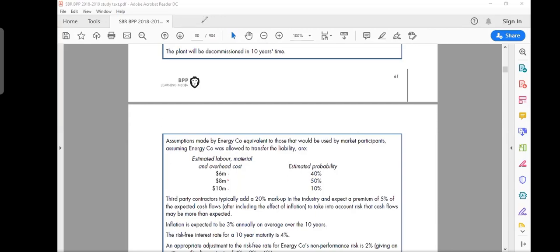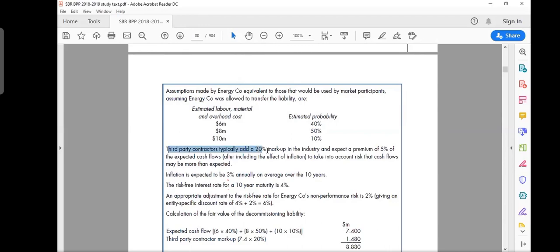And then it says that third-party contractors typically add a 20% markup and expect a premium of 5% of the cash flows after including the effect of inflation, and to take into account risk that cash flows may be more than expected. Inflation is supposed to be 3% annually on the next 10 years. The risk-free rate, interest rate for a 10-year maturity is 4%. An appropriate adjustment to risk-free rate for energy company non-performance risk is 2%.